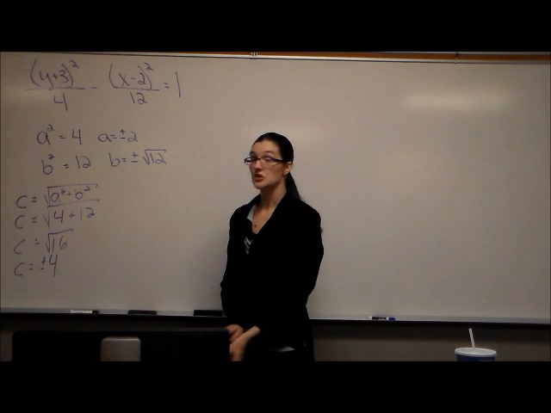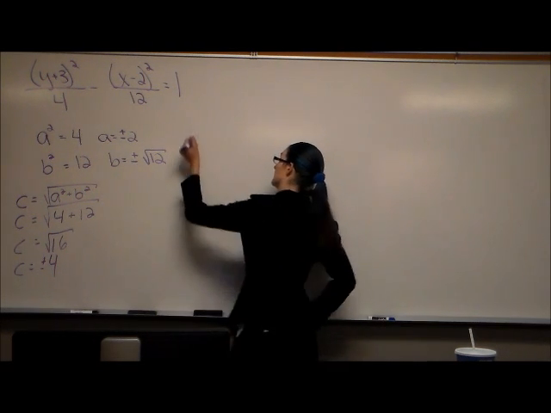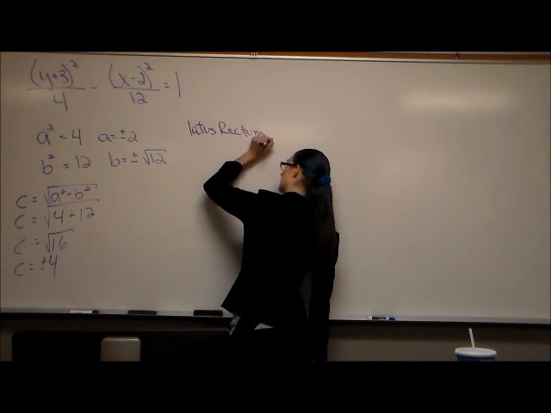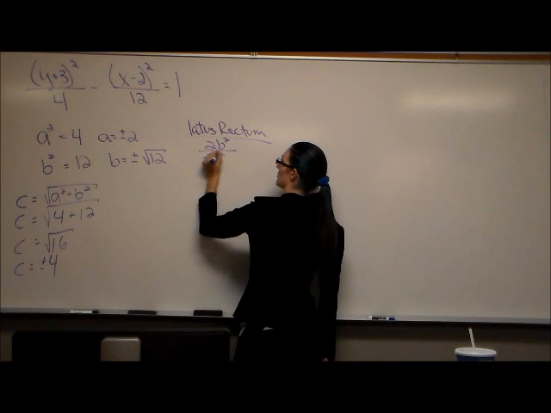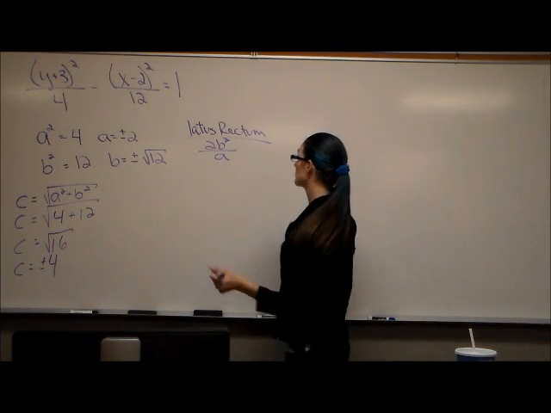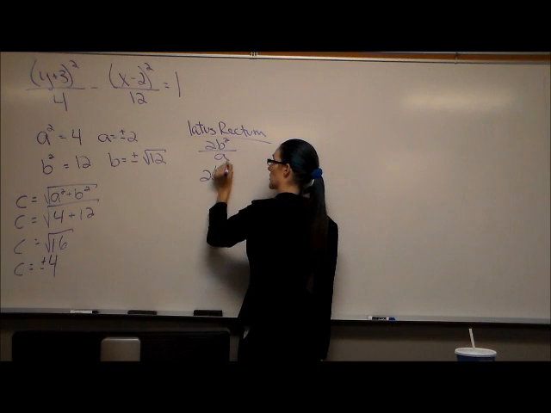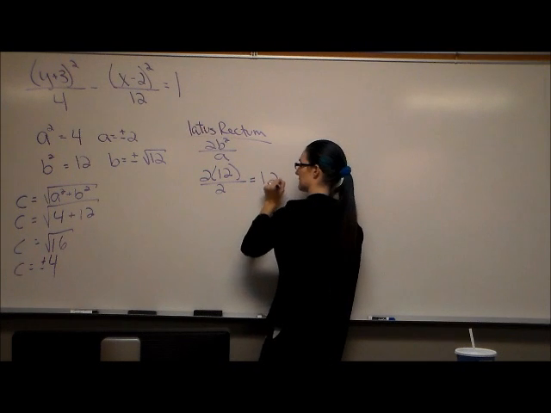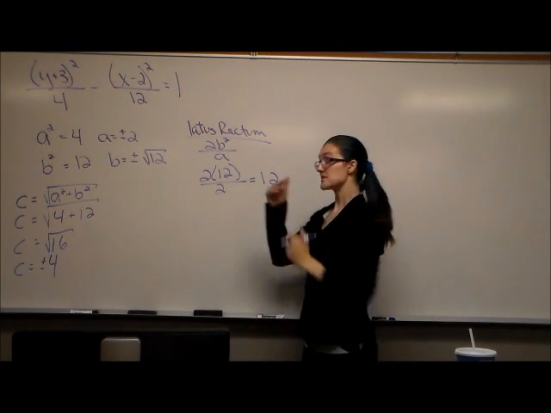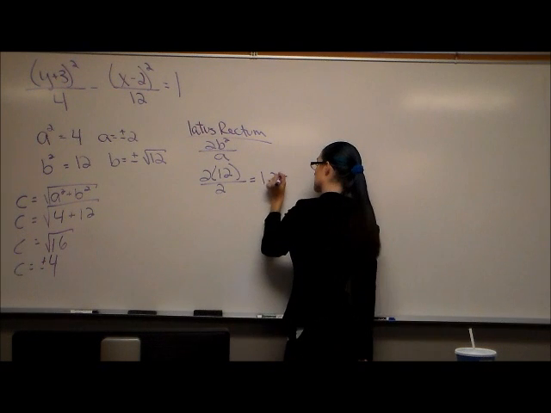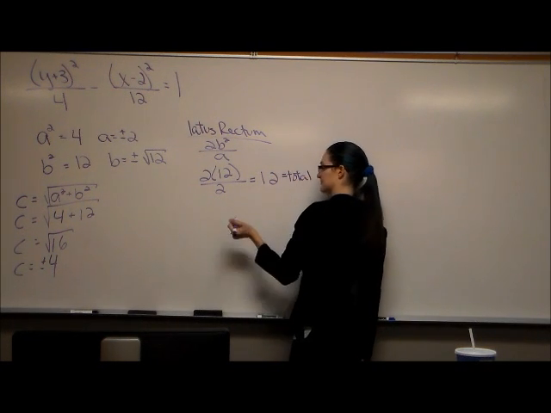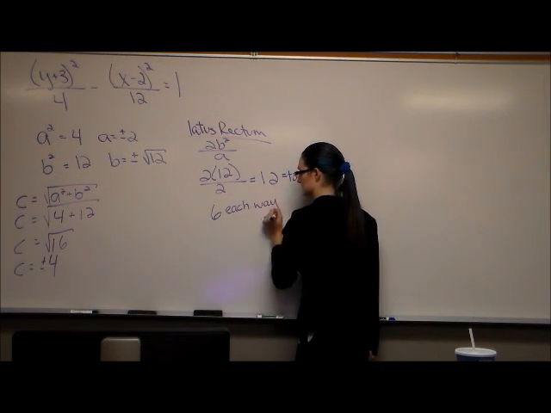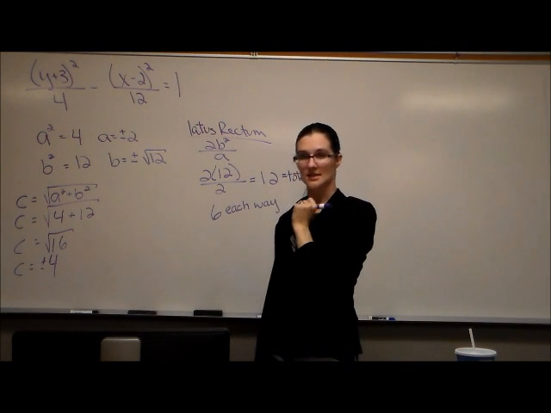Okay. You do your latus rectum, get the length of the latus rectum. Remember that is 2b squared over a. So 2 times 12 over 2 gives us 12. Now 12 is the entire distance, so that's the total. So 6 would be each way. 6 one way, 6 the other way.